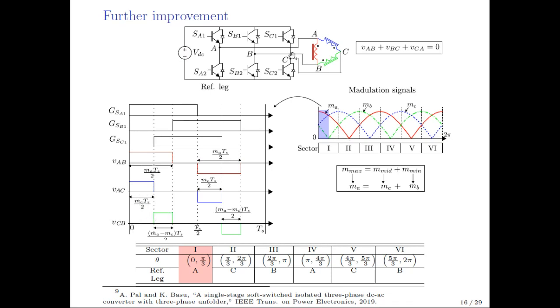Now the voltage across terminals CB will be the difference between the voltage VAB minus VAC. This is happening as the transformers are connected in delta. So you can directly subtract the blue waveform from the red waveform, and effectively you will get this green waveform. You can see the pulse width of this waveform is MA minus MC TS by 2. Now, if MB is the B phase modulation signal, and MB equals MA minus MC, then effectively we will successfully generate the balanced three-phase output voltage.